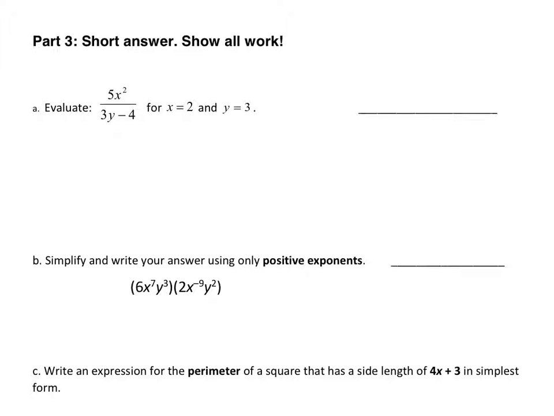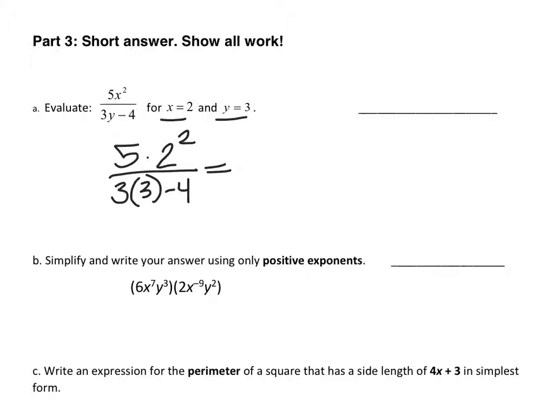Part 3 was short answer. Number 1, you had to evaluate this expression when x is 2 and y is 3. So on the top you get 5 times x, which is 2, squared, divided by 3 times y, which is 3, minus 4.